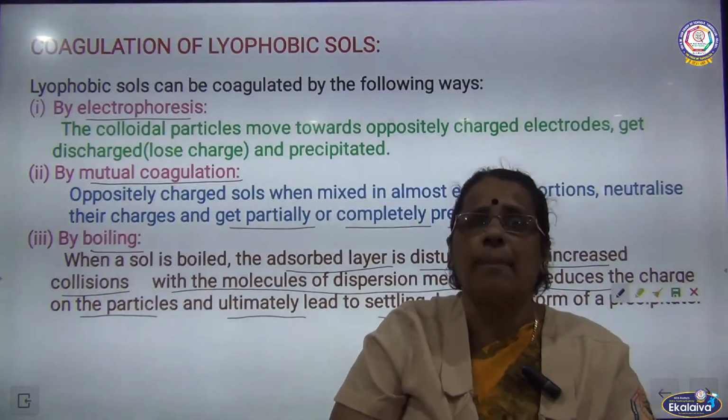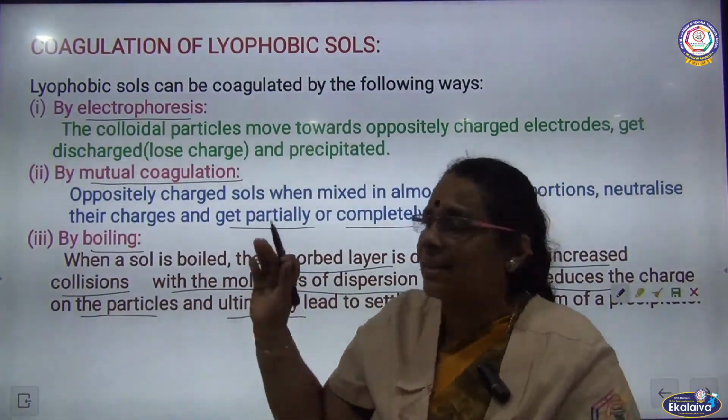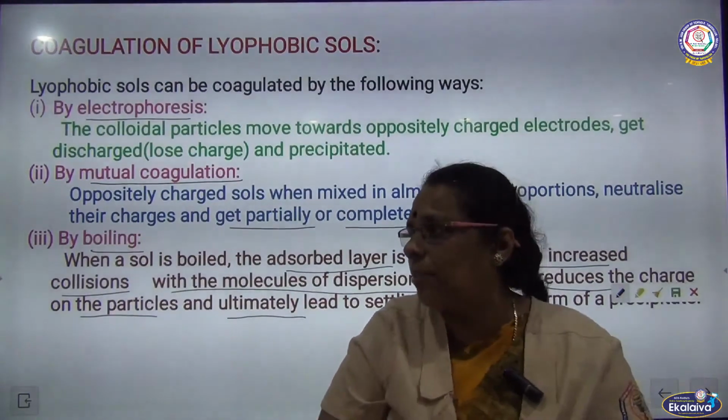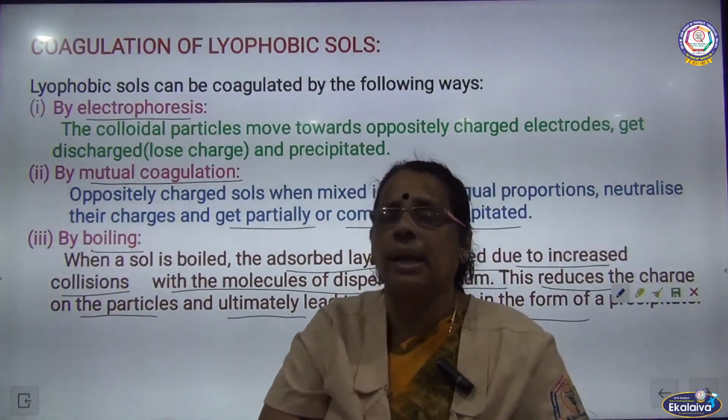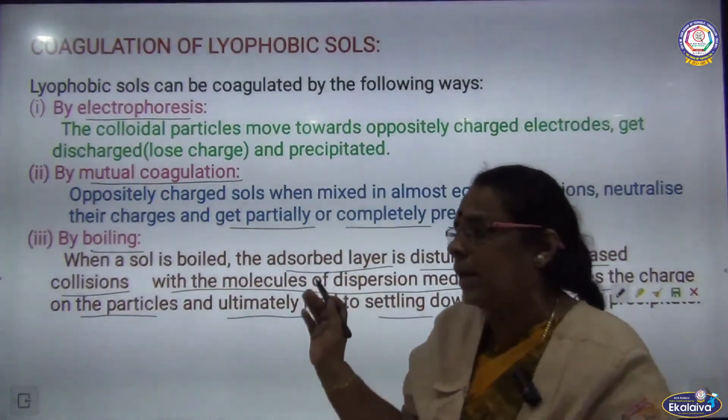As a result, what is happening? The charge on the surface of the particle is getting reduced. As a result, mutual coagulation is taking place, association of particles is taking place. So by this method also we can convert a colloid into a precipitate.